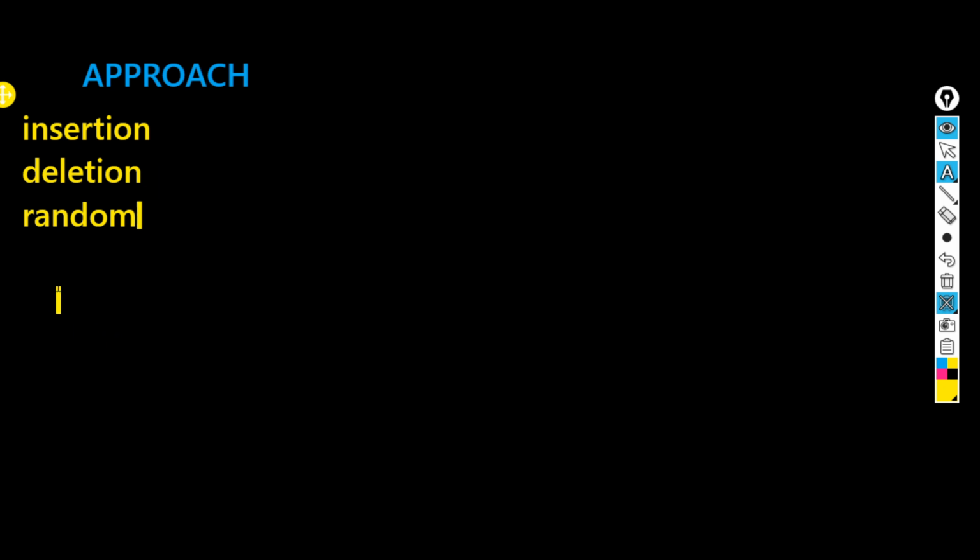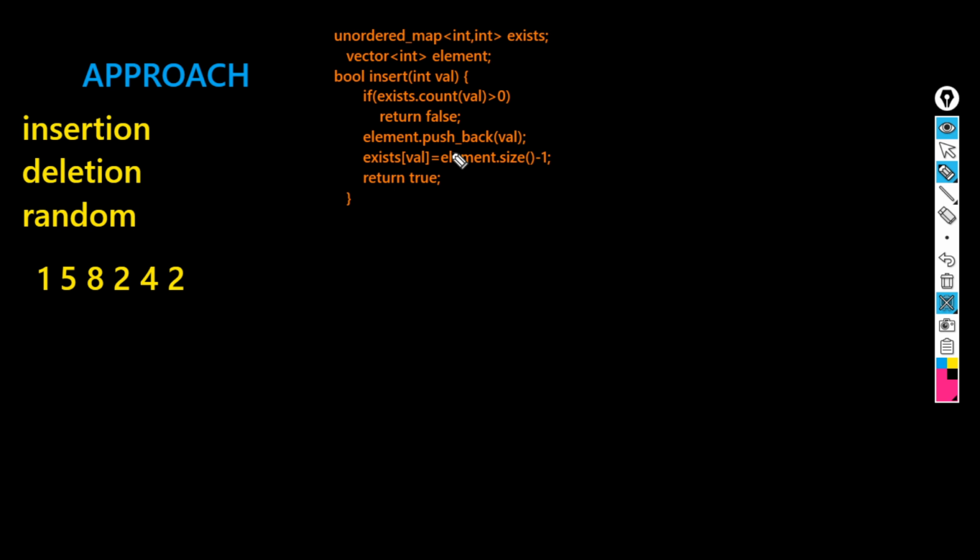For insertion I'll first take some example. Suppose we take 1, 5, 8, 2 and 4. Suppose I want to insert these elements, and again I want to insert 2. So 2 is a duplicate, so in the end 2 will not be inserted, so we have to take care of this condition also. So this is the insertion part.